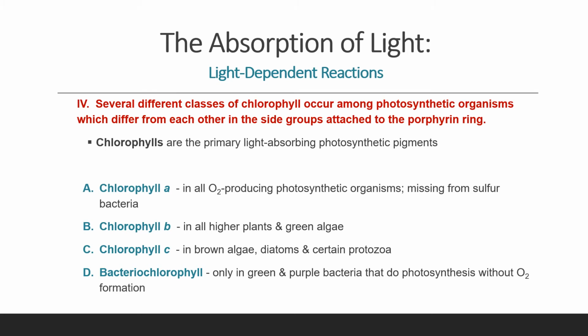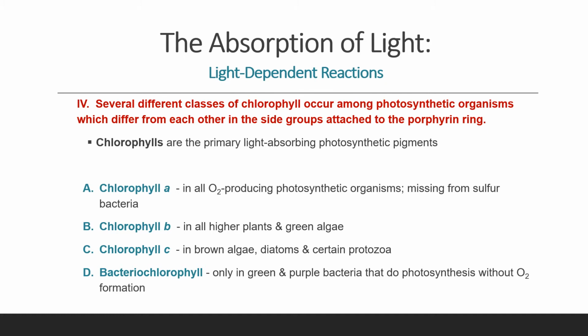So there are several classes of chlorophyll differing from one another in the side groups attached to the porphyrin ring, and this occurs among photosynthetic organisms. Chlorophylls are again the primary light-absorbing photosynthetic pigments, but we have several different types of chlorophylls. The first one would be chlorophyll A. This is found in all oxygen-producing photosynthetic organisms. So they are missing from sulfur bacteria.